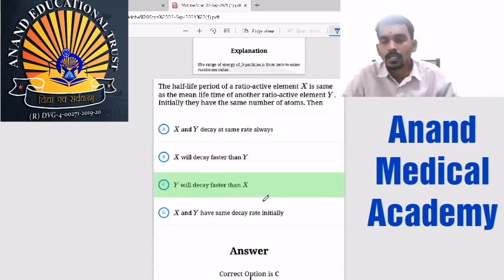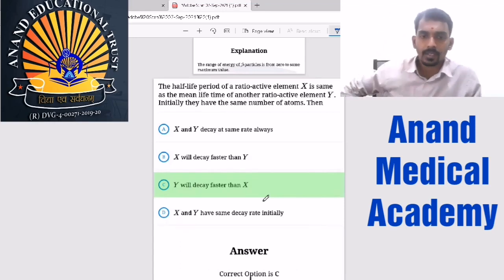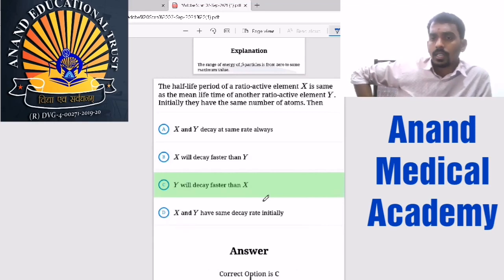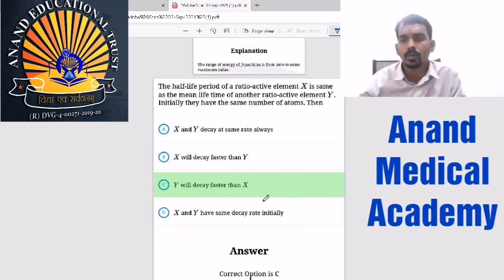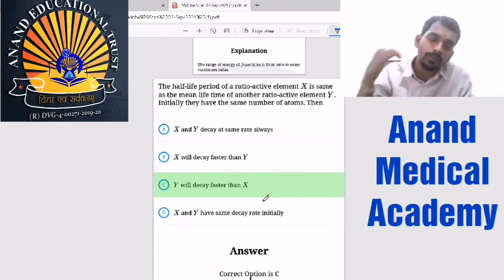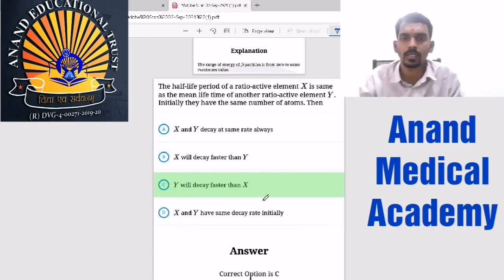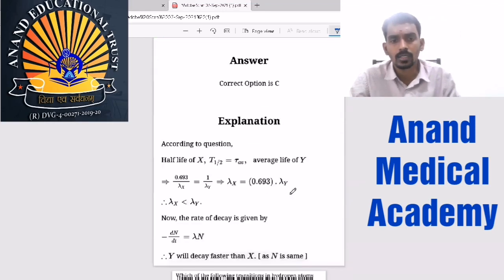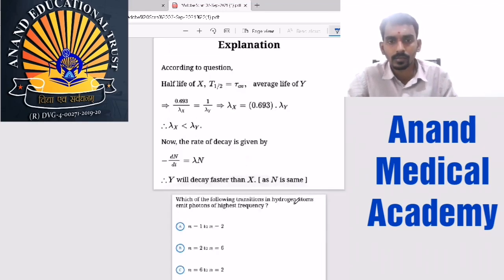Now another important thing is based on radioactivity, based on calculation of half-life. So how the decay process will happen and what is the relation between half-life and decay constant. Based on that also they can ask questions.